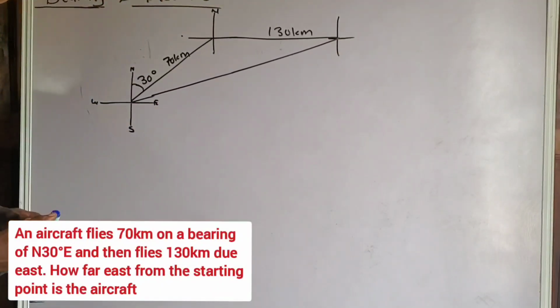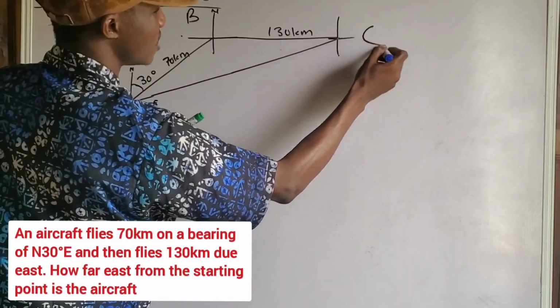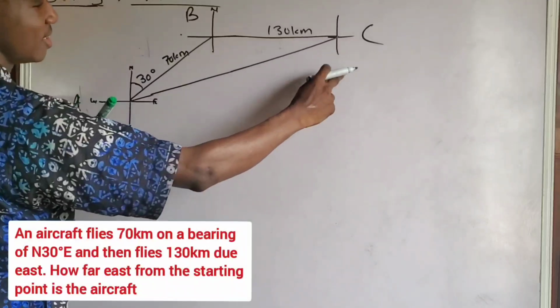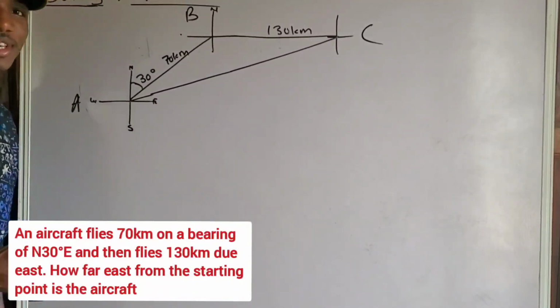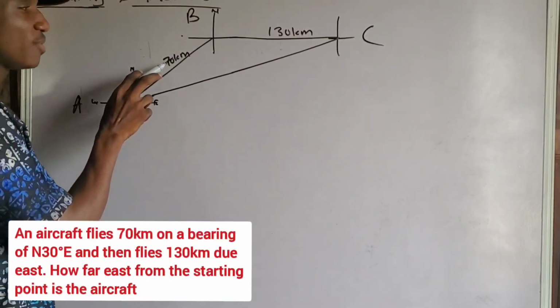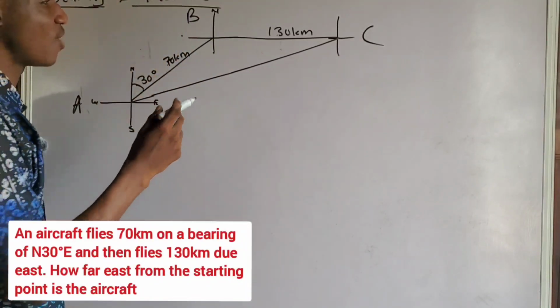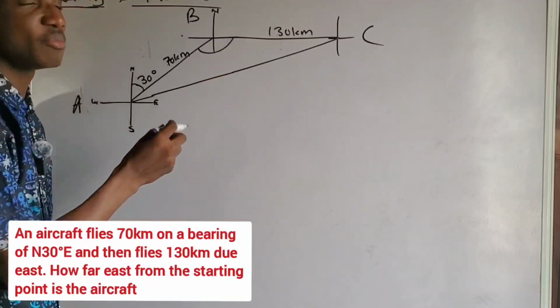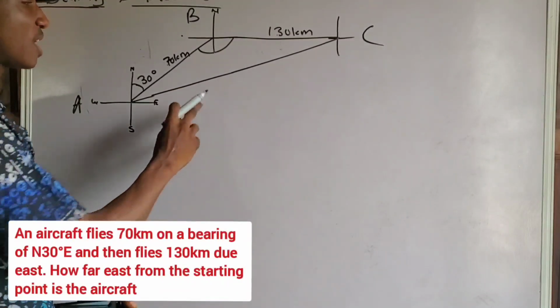Now pay attention to the question. Let me call this point A, this one B, and this one C. We are looking for AC. Now listen, if you want to get the value of AC, are you going to use sine rule or cosine rule? You are going to make use of cosine rule. The simple reason is because you are given this 70 km and you are given 130 km. That is two sides, right? Now you can determine the value of this angle, and because it is this angle that faces this side, we can easily employ cosine rule to find the value of AC.